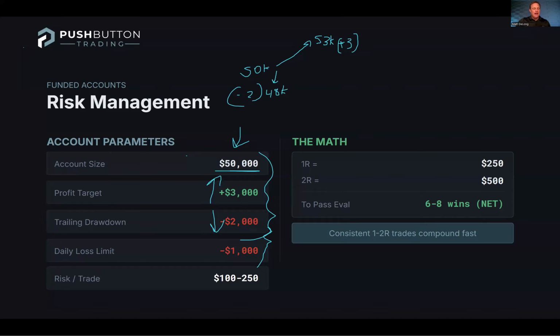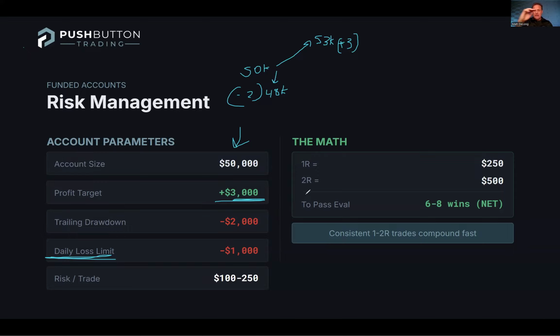It's actually harder than you would think because there are some other gotchas, one of which is your daily loss limit. How much are you allowed to lose in a single day? If you violate any of these rules on your way to getting a $3,000 profit target, you have to pay for another account and start all over, right?